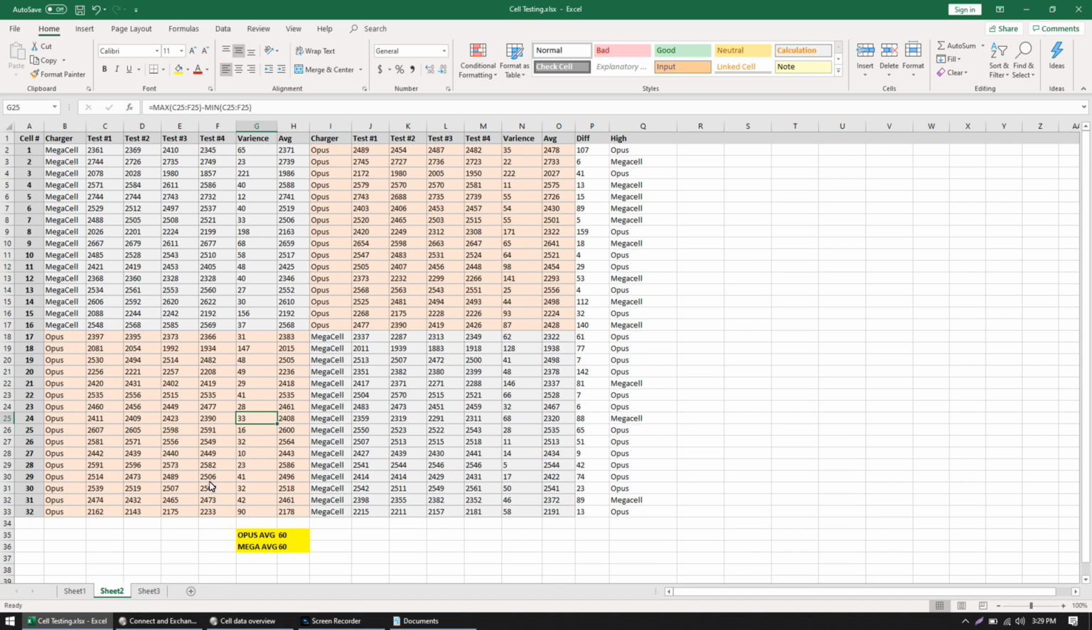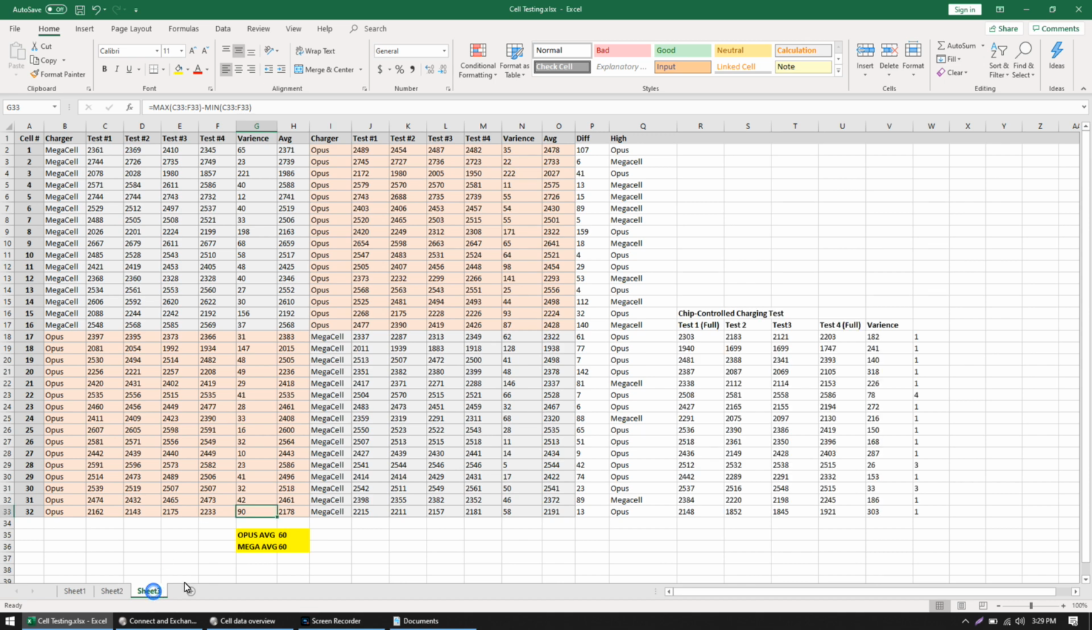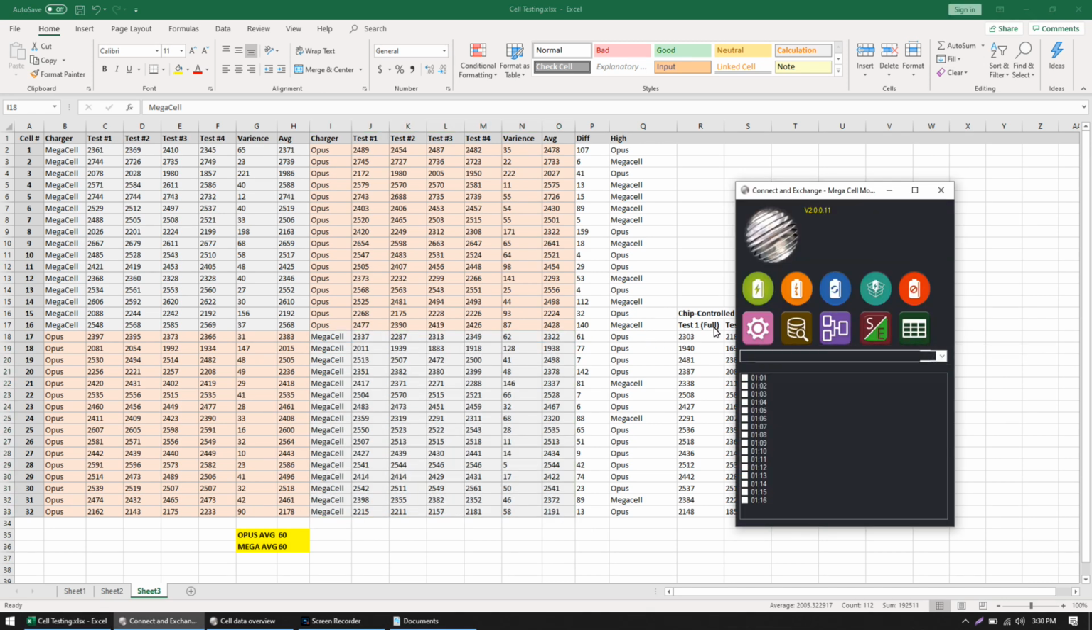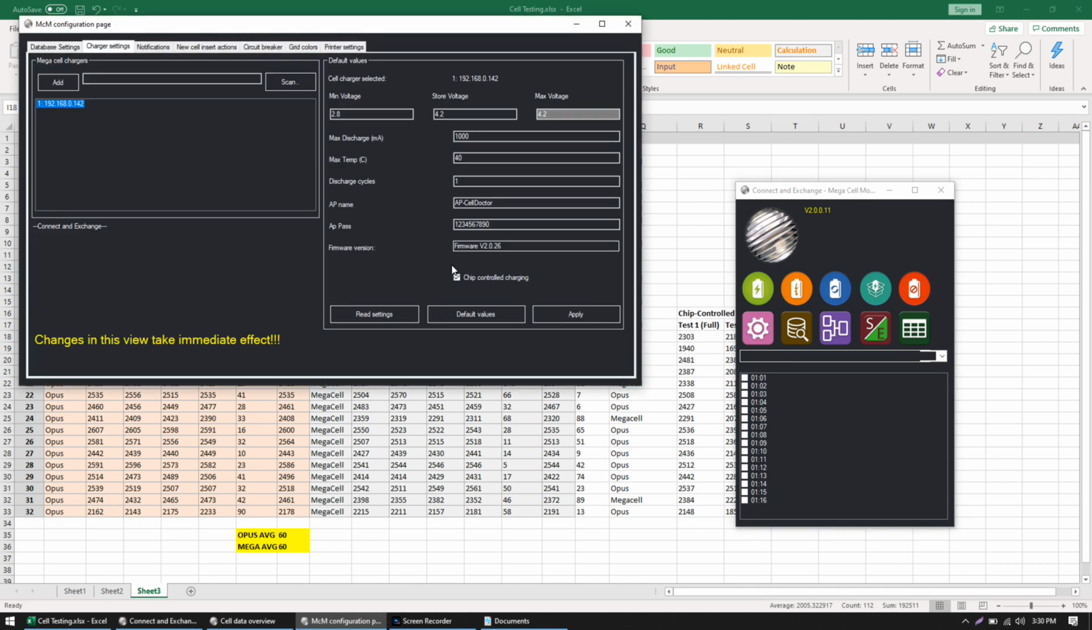However, that leads me to one additional point, sheet 3. When I conducted all of these tests, all 32 cells at 8 tests apiece, the MegaCell was configured with the software-based charging to a maximum of 4.24 volts. And what that means is, in the MegaCell charger, if I go into settings, this chip-controlled charging box, I had that unchecked, and both of these were set to 4.24 volts, like you see here.